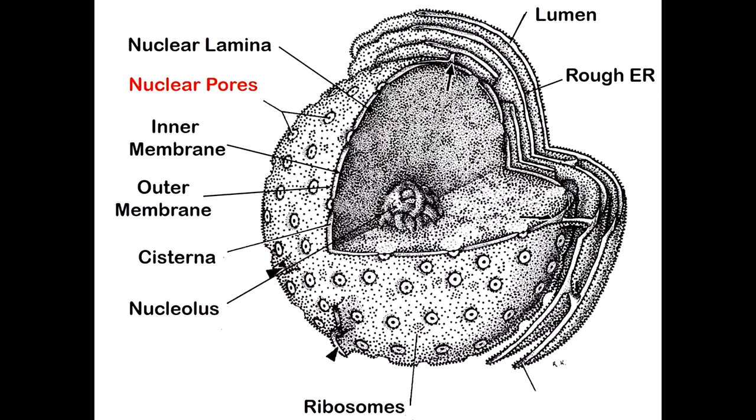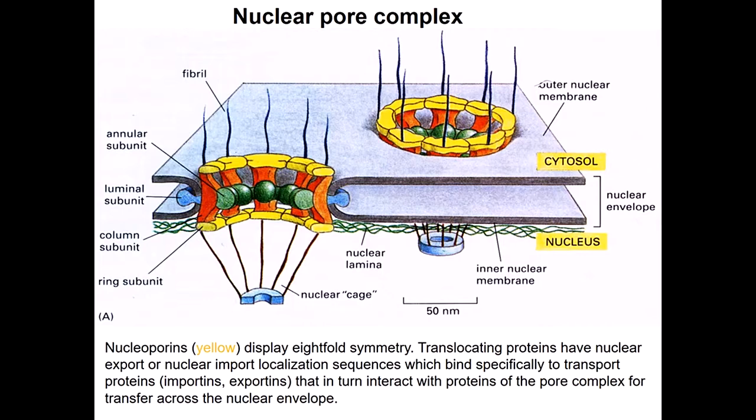Okay, nuclear pores control the flow of fluids and mostly proteins and ions into and out of cells. Now, small molecules can get across easily. Larger ones are controlled by these nuclear pore complexes. Nuclear porins, these proteins in yellow, have an eightfold symmetry. If you count them, there's eight of them stuck together. And any protein that wants to go through one of these nuclear pore complexes will have a sequence, a translocating protein sequence, export and import sequence, that will bind to a specific transport protein, okay? And that transport protein then will chaperone, if you like, that other protein across these nuclear pore complexes, either into or out of the cell.